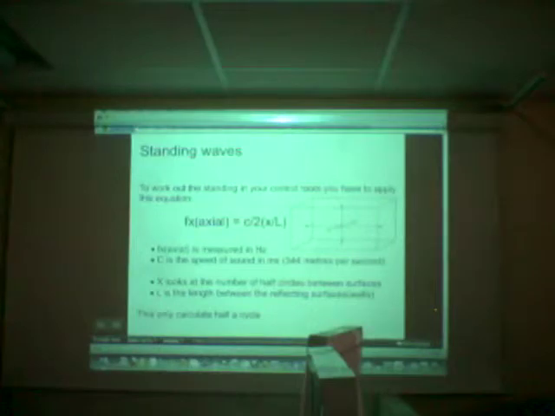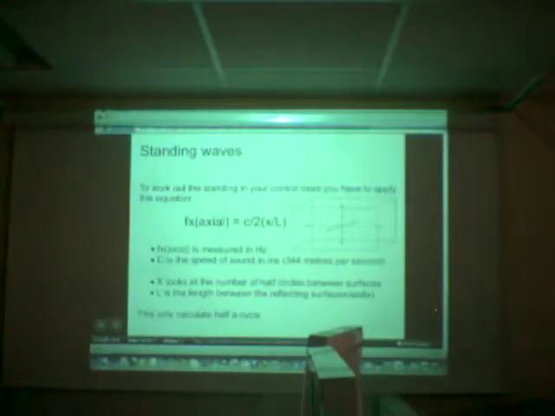Okay, to work out standing waves in your control room, you have to apply this equation. F(x) equals C over 2 times open bracket x over L close bracket. C represents the speed of sound, which is 344 meters per second. However, you also have to include temperature. Usually, 344 meters per second is at 20 degrees. For different temperatures, the speed of sound changes. However, we're going to use 344.